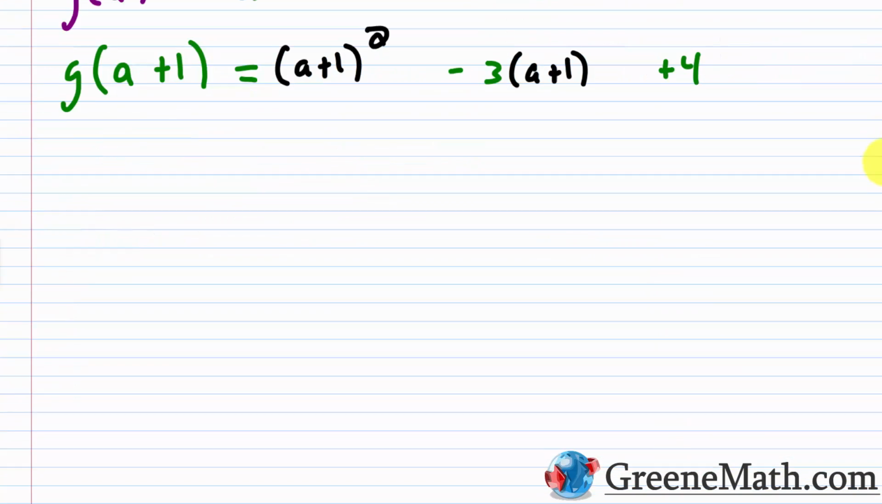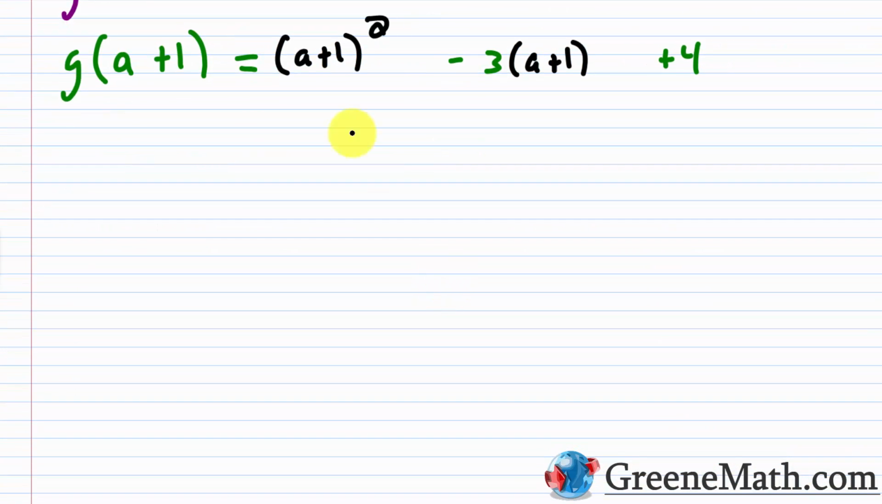So let's scroll down, and let's kind of simplify this. So a plus 1, that quantity squared, we know that would be a squared plus 2 times a times 1. 2 times 1 is 2, times a is just 2a.